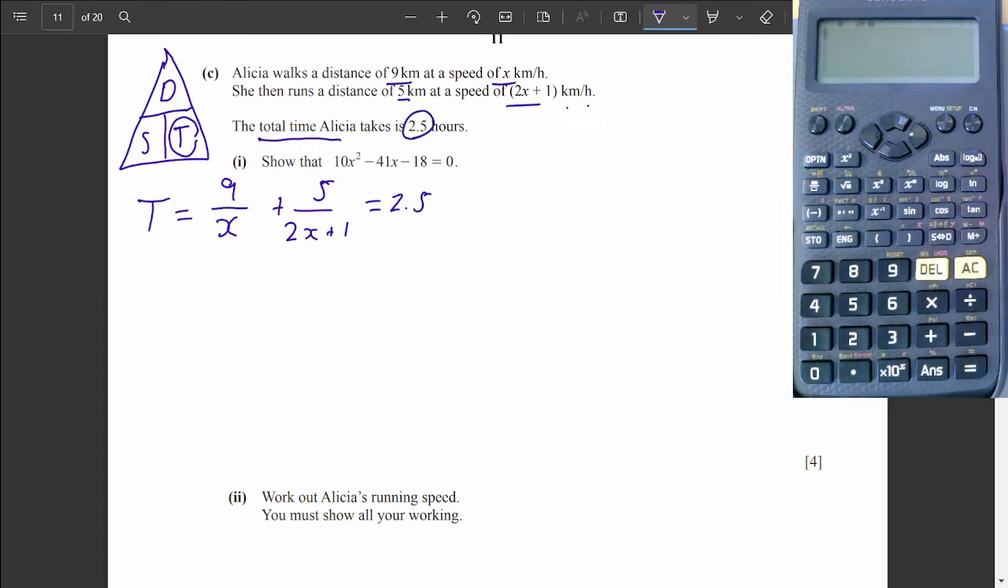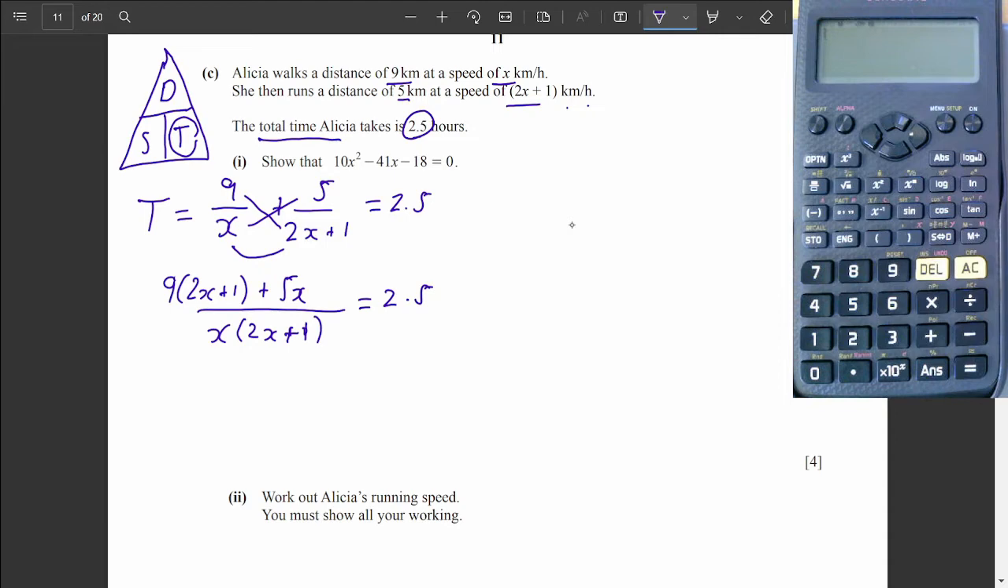Now again, this is adding algebraic fractions. Third time in this paper, we need to remember how to do this. Look at previous questions. So we do the smiley face method. We multiply these two together, so that will give us x times 2x plus 1 as the common denominator. Multiply that over there to keep the equivalent fractions. So that's 9 times 2x plus 1, and multiply the x there, that is 5x.